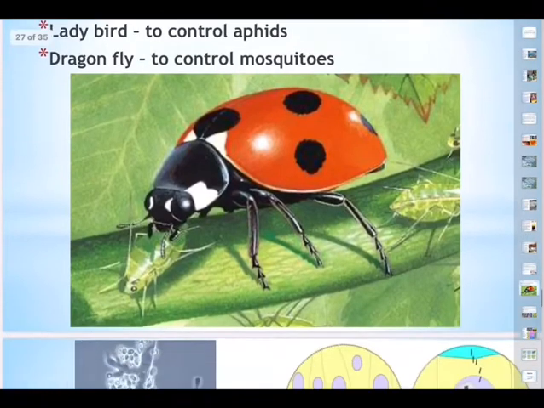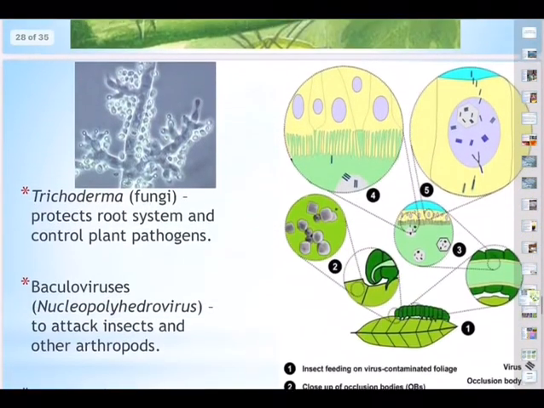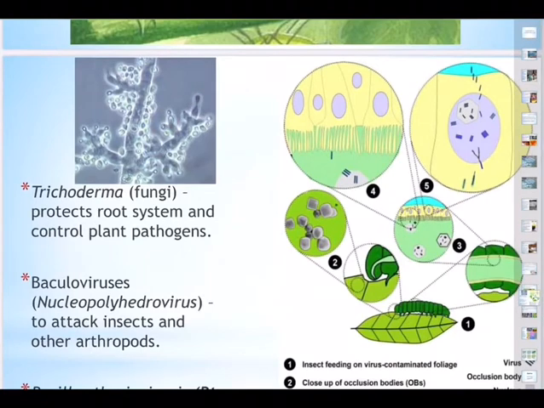Similarly, dragonflies prey upon mosquitoes. So if you have dragonflies, they eat up the mosquitoes. And the free living fungus is called Trichoderma. Trichoderma is found in the root ecosystem. It is normally present in the roots. It exerts biocontrol over several plant pathogens. If there is Trichoderma in the roots of the plants, then naturally it controls all the pathogens.